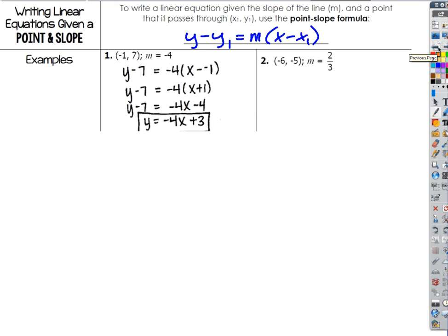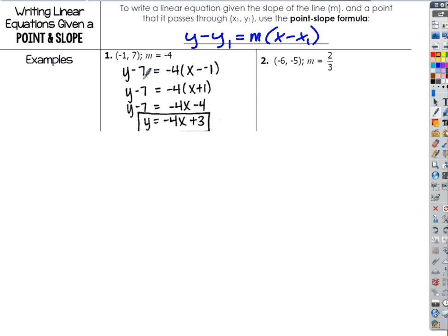When we do some examples, like if I want to find the equation of the line that has a slope of -4 and that passes through the point -1, 7, well, then those are just the values I'm plugging into the point slope form. The value of m I'm plugging in is -4. The x sub 1, or x1, the x coordinate, is going to go there, x minus -1.